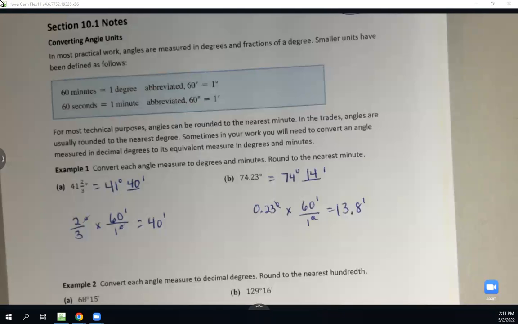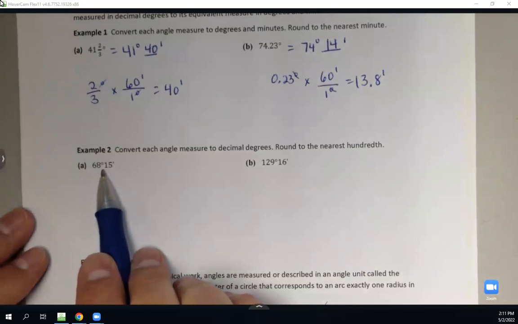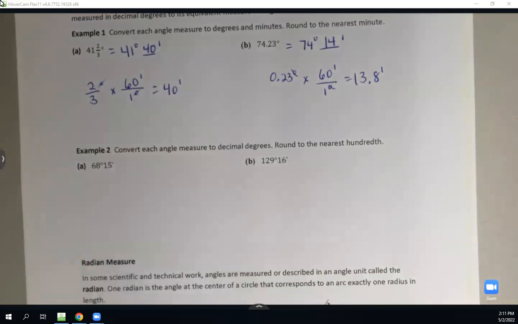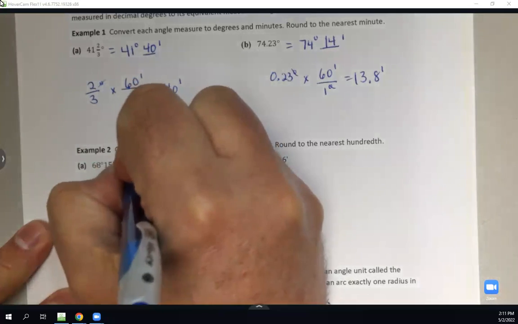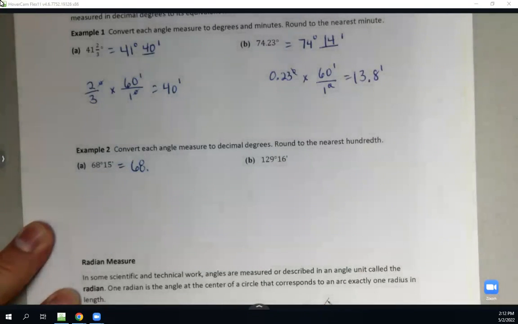Piece of cake? Okay. Example 2. Convert each angle measure to decimal degrees, round to the nearest hundredth. So we have 68 degrees and 15 minutes. And so we're going to go back the other way. We're going to change the 15 minutes into a decimal degree. So this is going to equal 68 point something degrees.